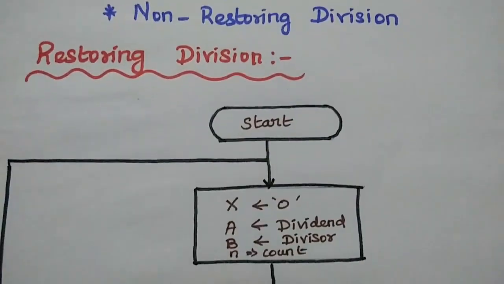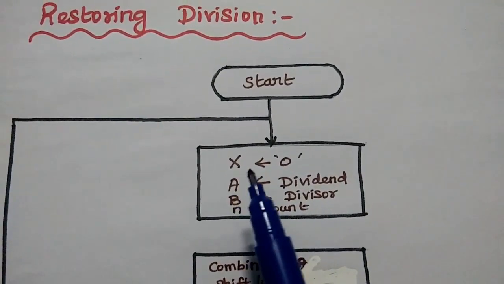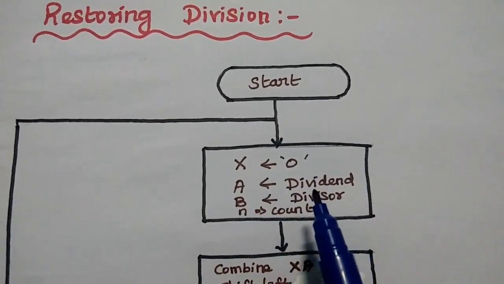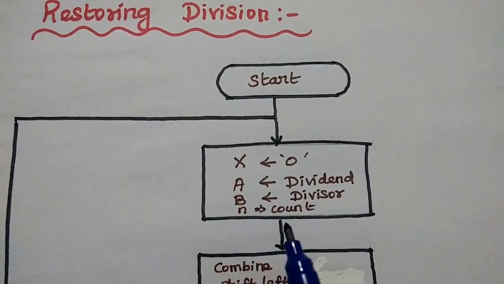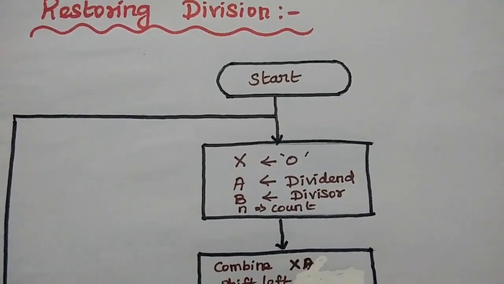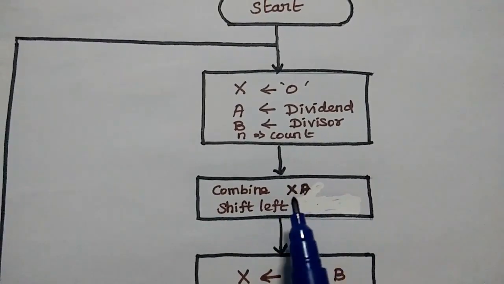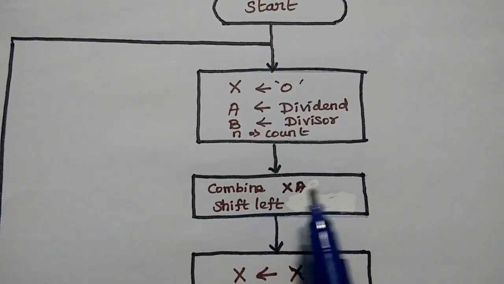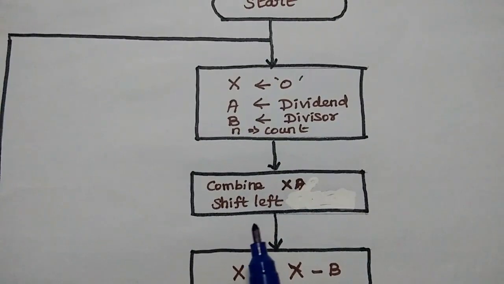So this is the flowchart for restoring division. Here we have to initialize the register X with 0 values, the dividend is stored in the A register, and the divisor is stored in the B register. Here N represents the number of bits used in this division. So the first step is to combine the X register with this A register. After combining these two registers, we are going to shift that by 1 bit to the left side.